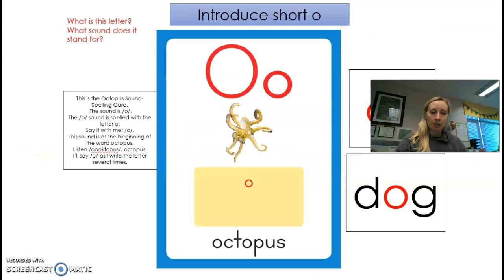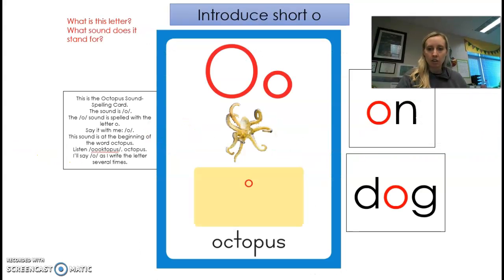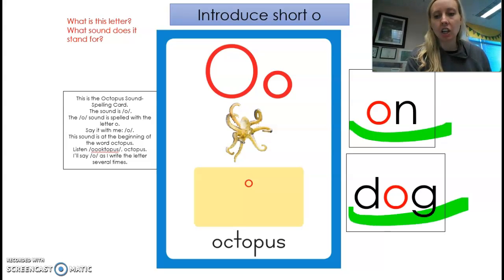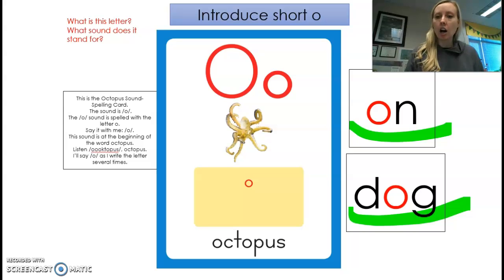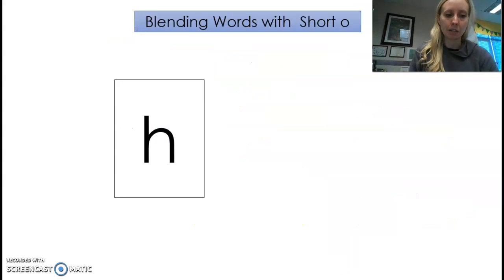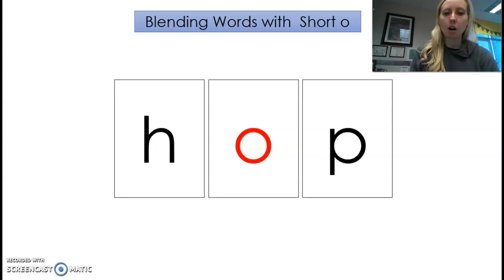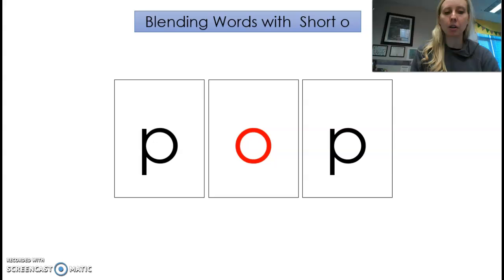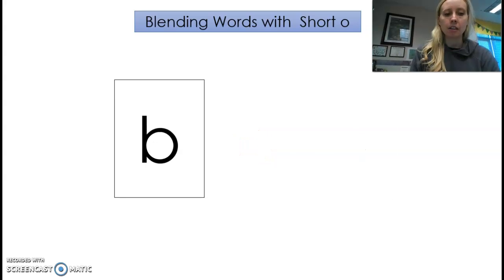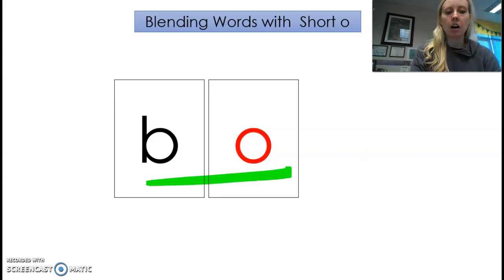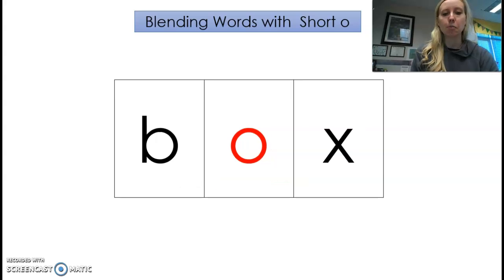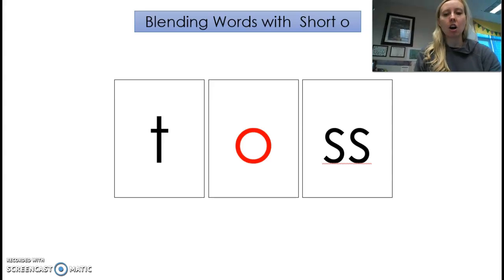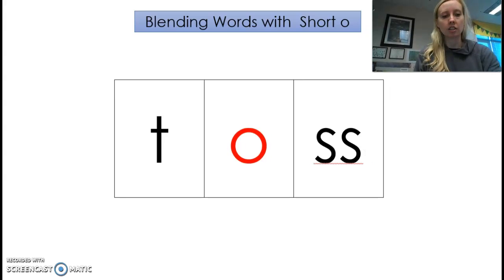Okay, today we are working on short O, as in on and dog. And the sound short O makes is ah, like the octopus. Okay, here we go. Blend. Hop. Word, hop. Can't blend yet. Blend. Pop. Word, pop. Blend. Box. Word, box. Blend. Oh, not yet. Now blend. Toss. Word, toss.